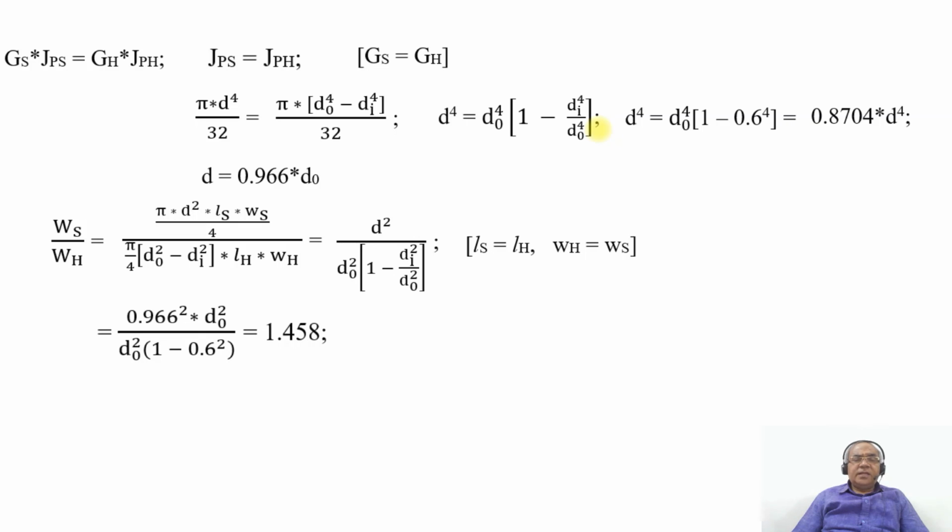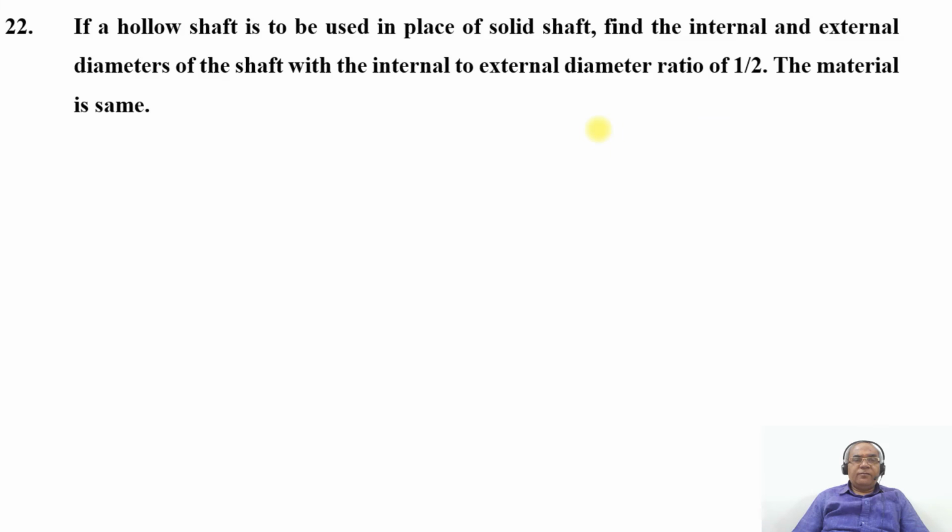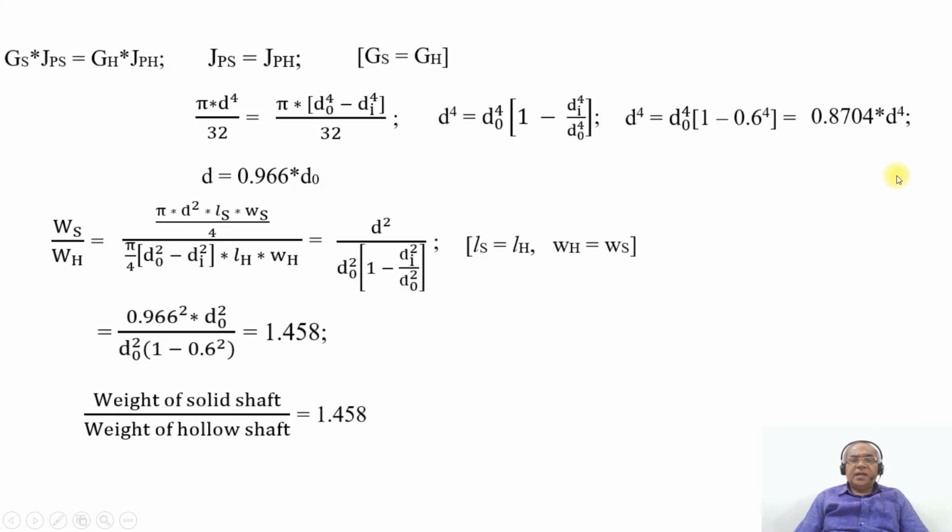Substituting, d square is 0.966 square into d naught square divided by d naught square into 1 minus 0.6 square, which equals 1.458. Therefore, the weight of the solid shaft divided by the weight of the hollow shaft equals 1.458. So this is how you will be able to analyze and solve this particular problem. Thank you.